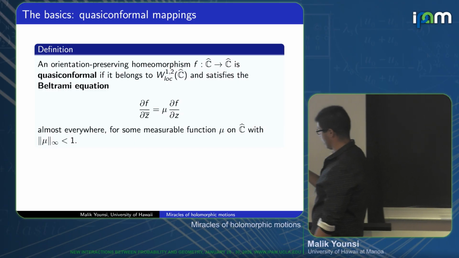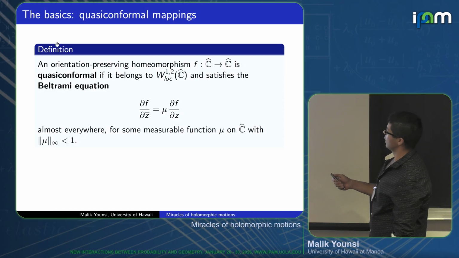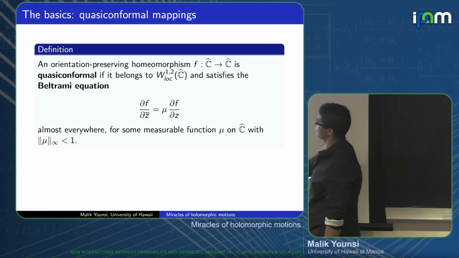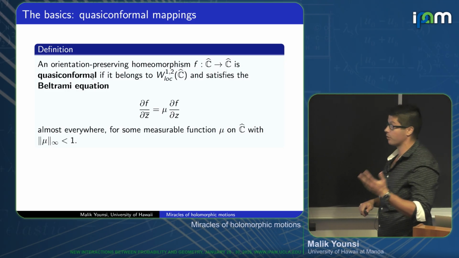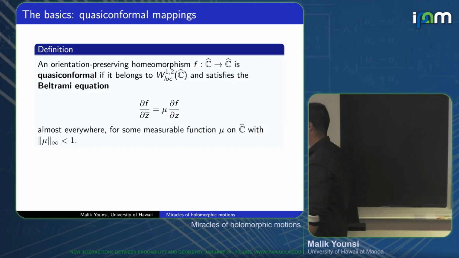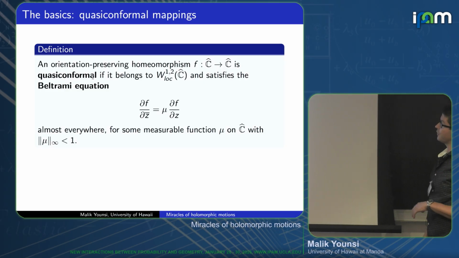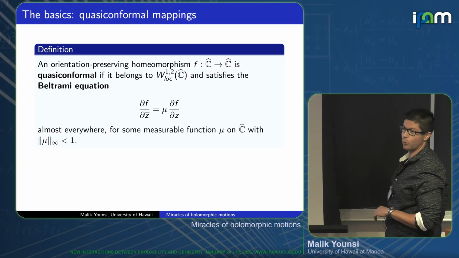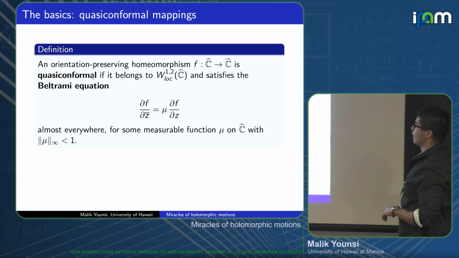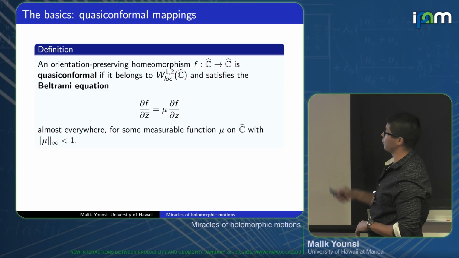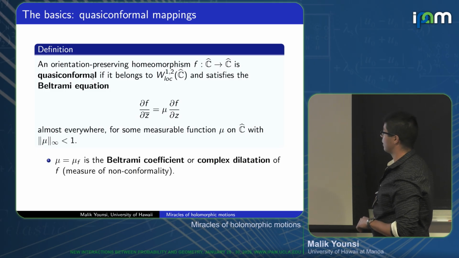So here we have the analytic definition. We start with some orientation-preserving homeomorphism of the sphere. And then we say it's quasiconformal if it belongs to this Sobolev space, and it satisfies this partial differential equation that we call the Beltrami equation. This Beltrami equation involves some measurable function mu on the sphere with the L infinity norm strictly less than 1. So there's some kind of ellipticity for this PDE. And this function mu is what we call the Beltrami coefficient or the complex dilatation of the quasiconformal mapping.